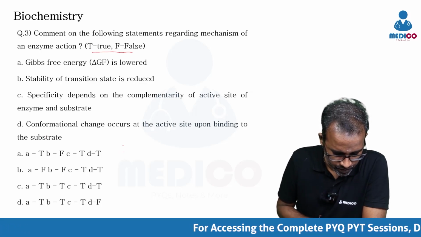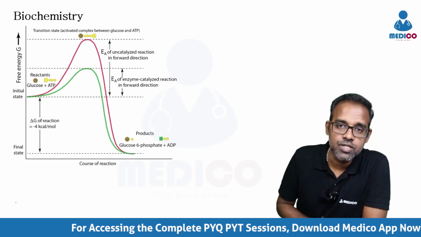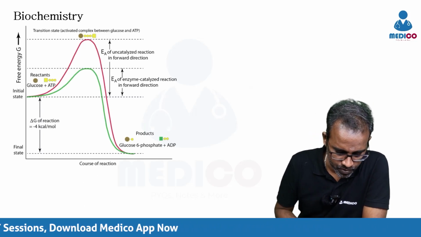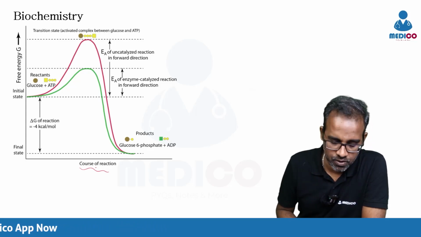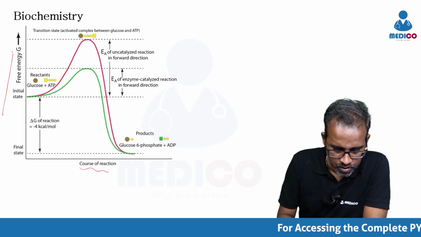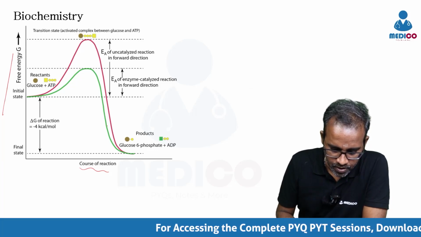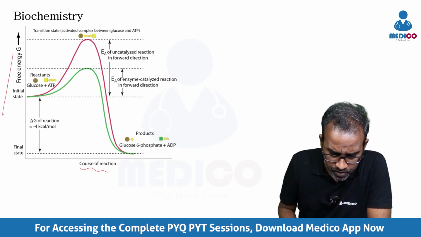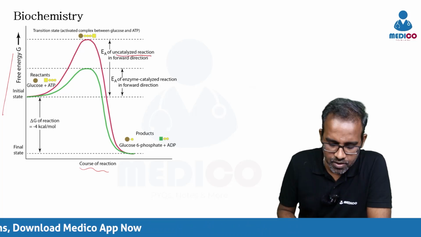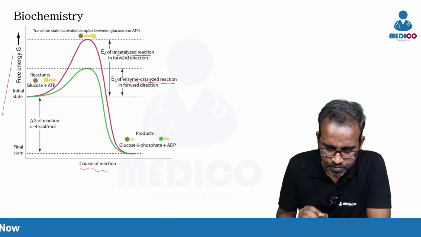So for this, you have to know this graph. If you see here, there is a graph with course of the reaction on the x-axis and the free energy on the y-axis. Now there are 2 colored curves. One is green color, one is red color. The red color is the uncatalyzed reaction. The green color is the enzyme catalyzed reaction.